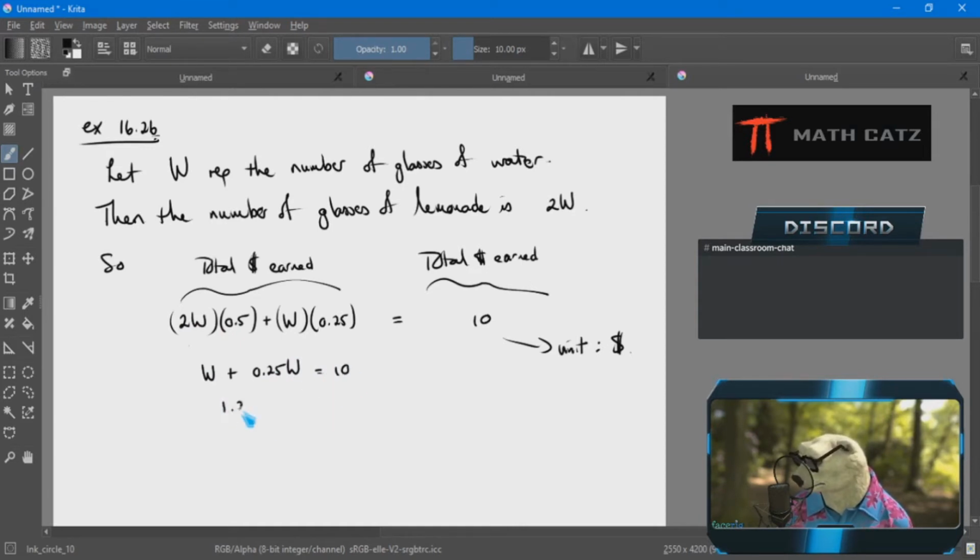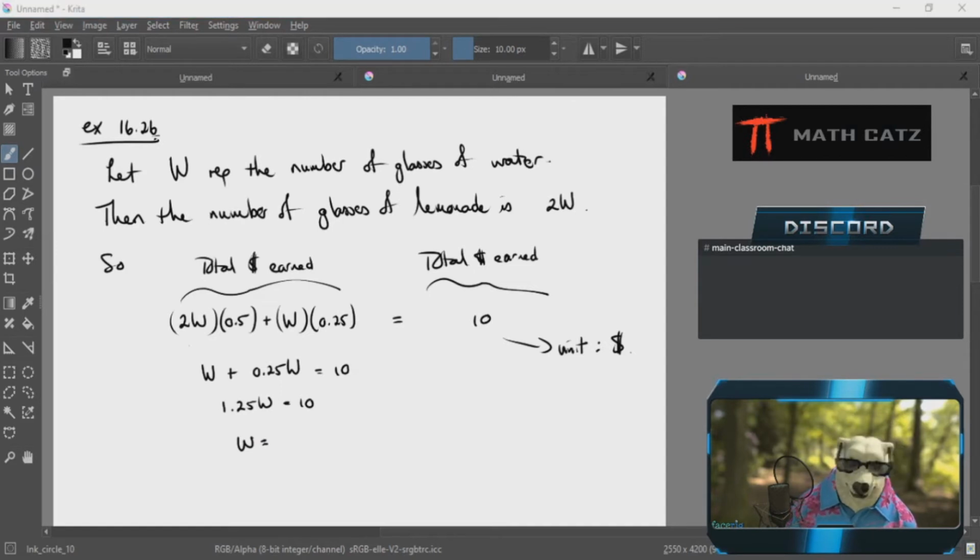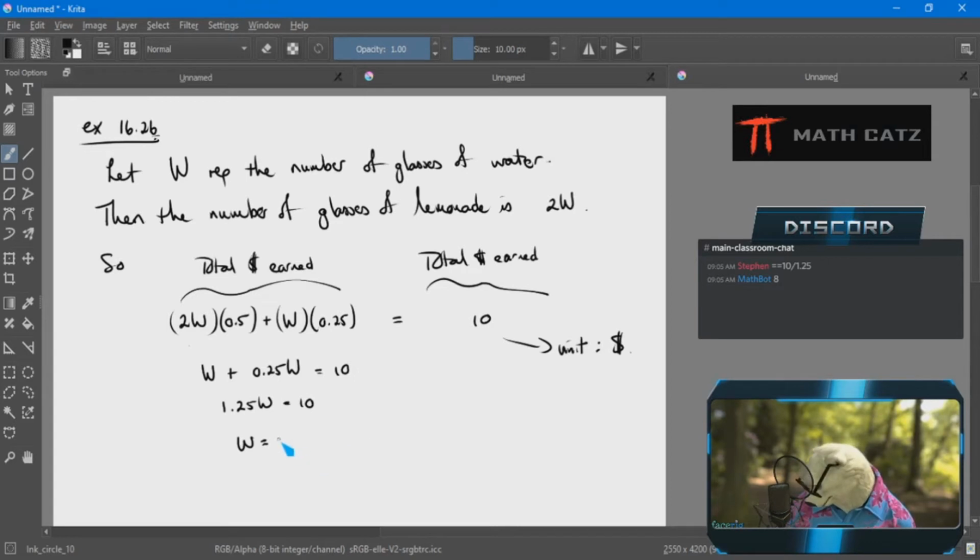I have a 1.25W equals 10. So W, I divide both sides. Let's do it in the chat box. We haven't done much in a while. 10 divided by 1.25. And we get 8.